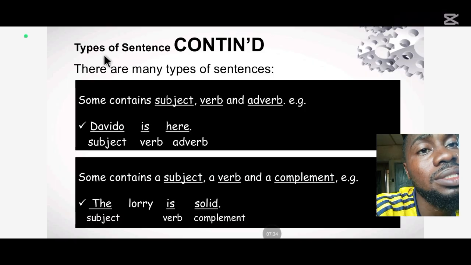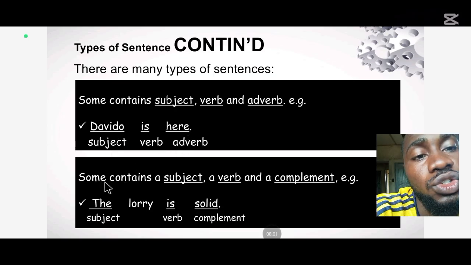Continued. Some sentences contain subject, verb, and adverb. For example, Davido is here. What is the subject? Davido. The verb is, and the adverb is here. Moving on. Some contain a subject, a verb, and a complement. For example, the lorry is solid. A complement is more like an adverb, a type of adverb, a complementary adverb. The lorry is the subject, lorry being a noun, is is the verb, and solid is the complement.